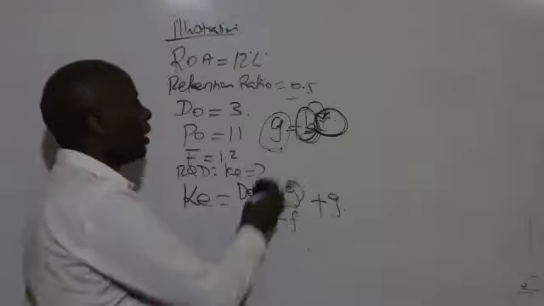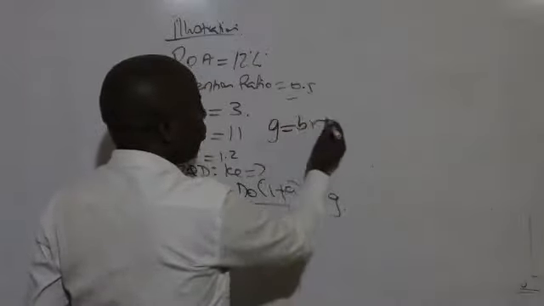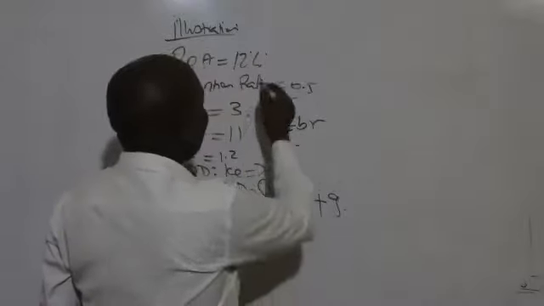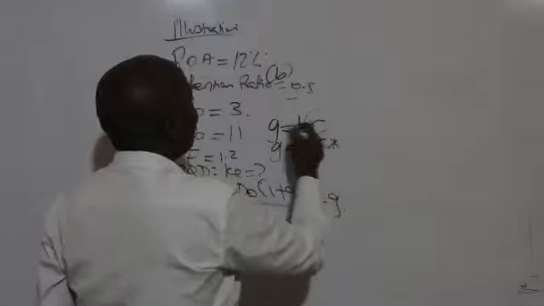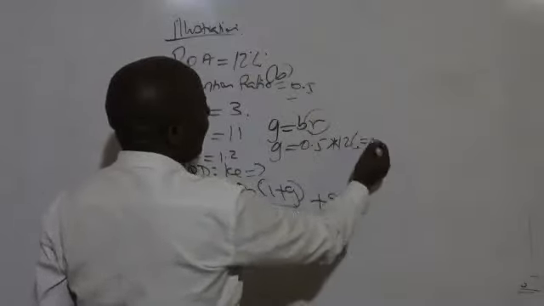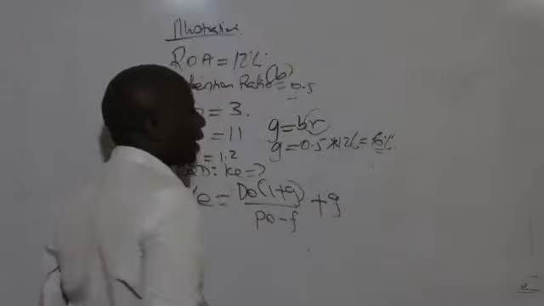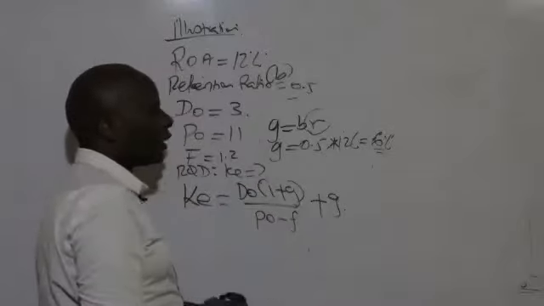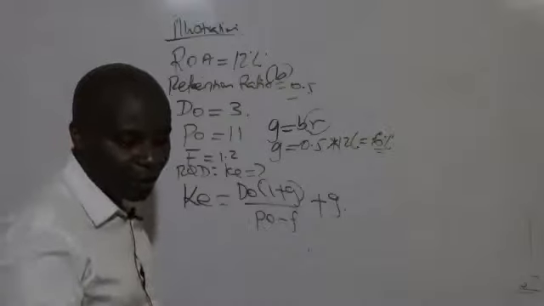So our G equals who? Equals BR. Our G, ladies and gentlemen, equals BR. So our G will be equal to B. B is a retention, which is 0.5, and our R is this 12%. So basically our G will be 6%. This is the same as 0.06 like that. Now, having gotten that, getting my PO is a walk in the park. Check the question.